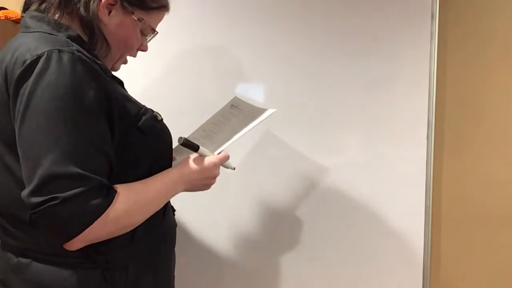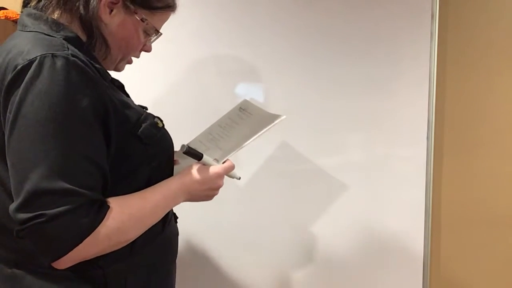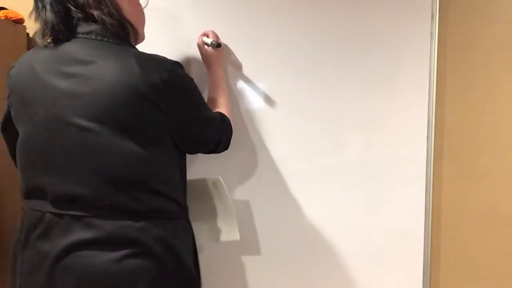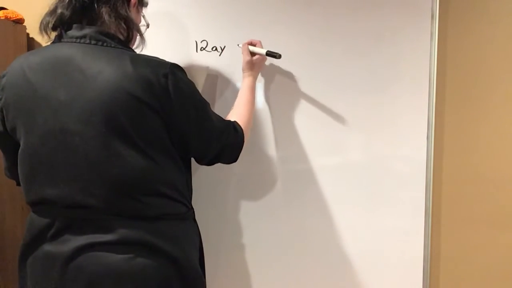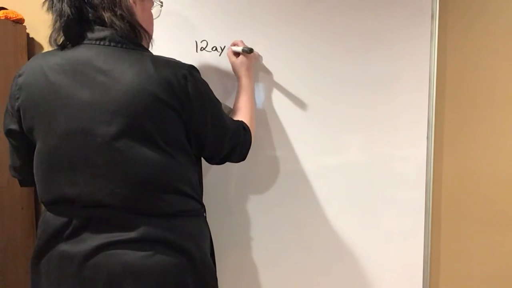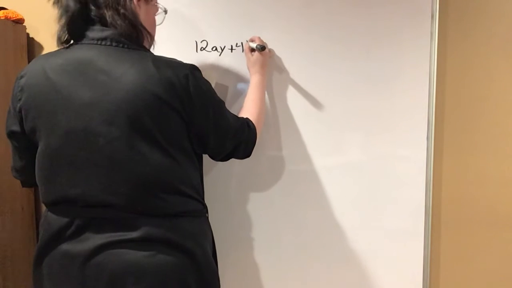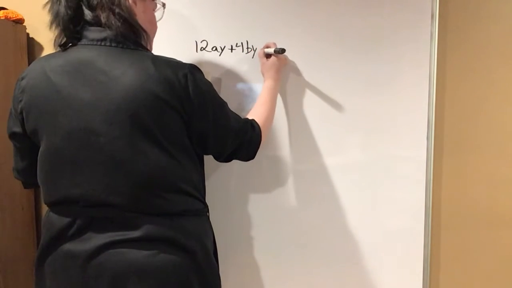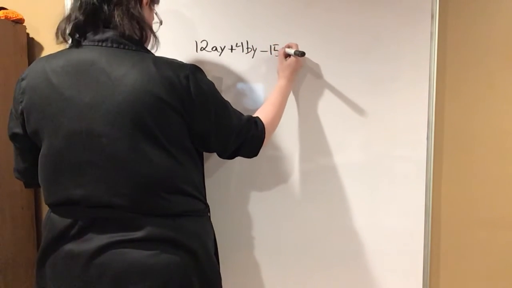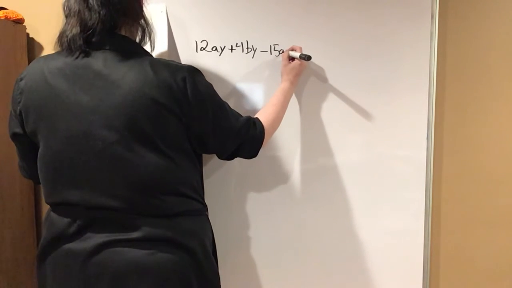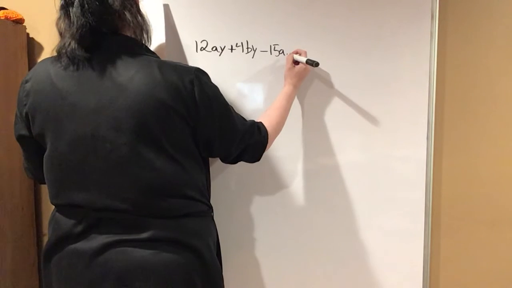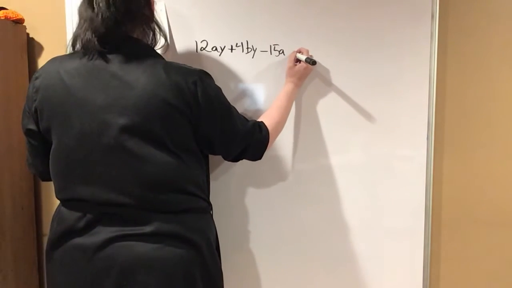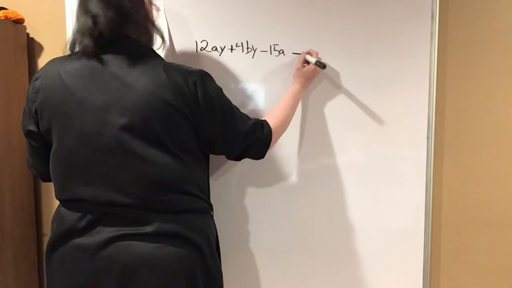Alright, so let's look at this one. 12ay plus 4by minus 15a. Why did I cross one out? I think I had to. Minus 5b.